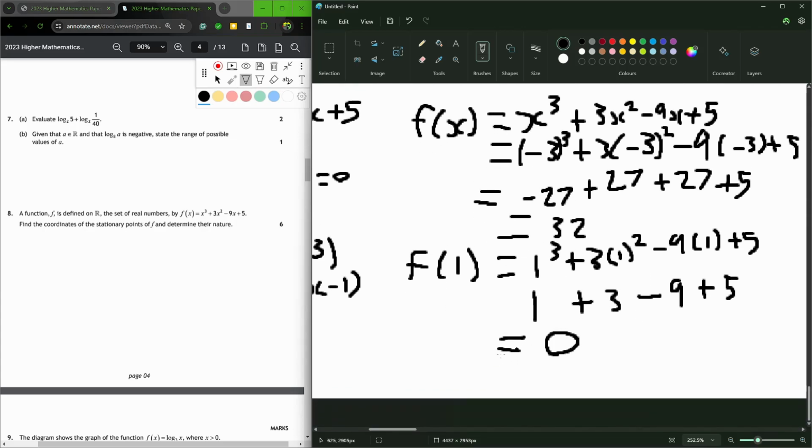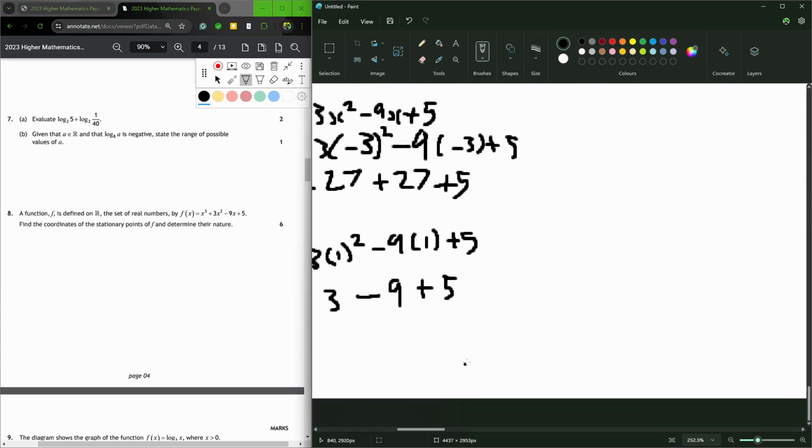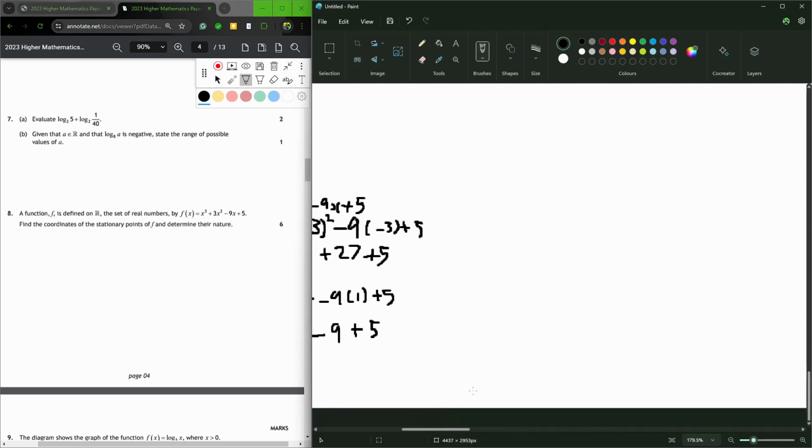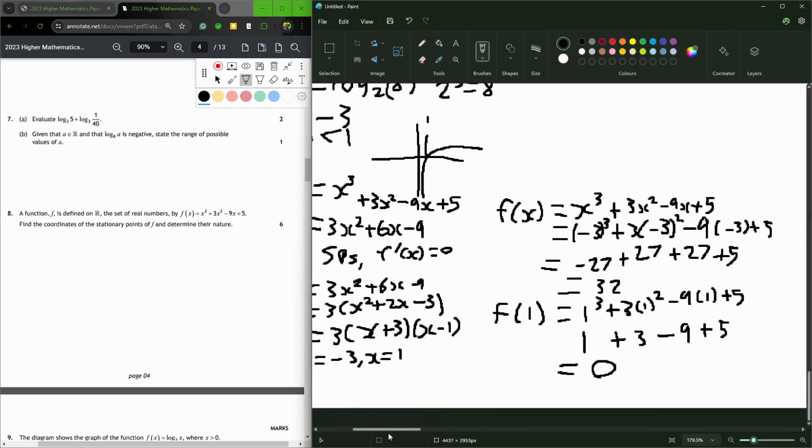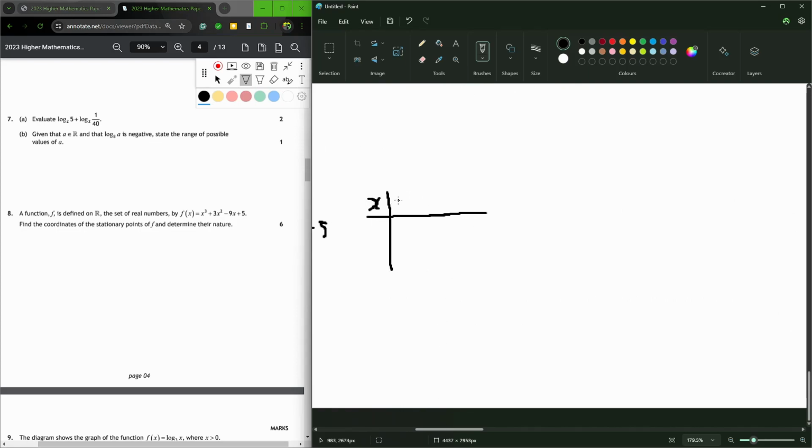Cool. Right, and further along horizontally we go. Now we need to work out the nature table. So what I'm going to do here, the nature table looks something along the lines of this. So we have x at the top, and we know we've got 2 stationary points at -3 and 1. So I'm going to check -3. So I do a bit beforehand. Let's go -4. Then we go to -3, and then we're going to go to -2.